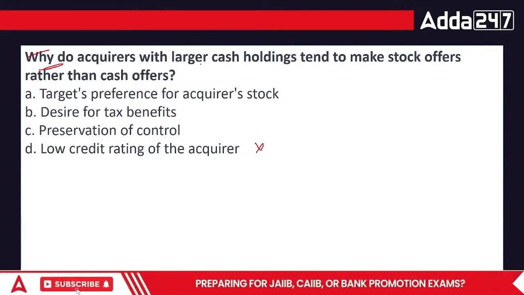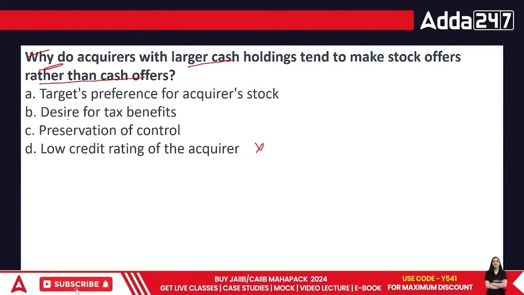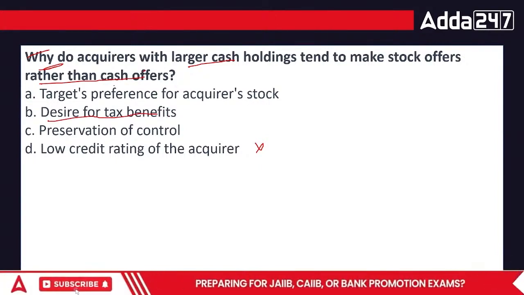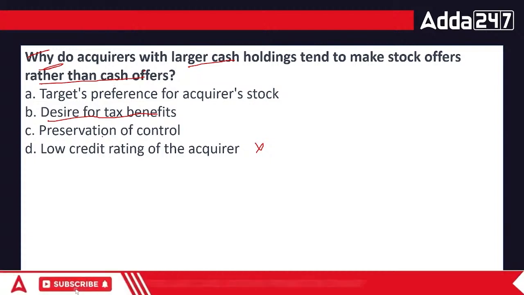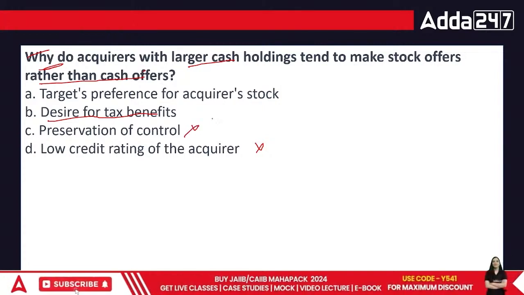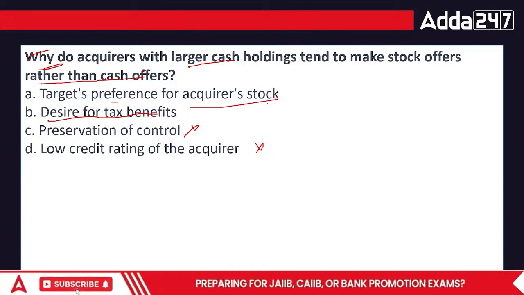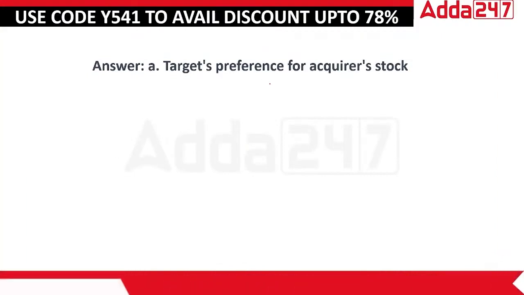Why do acquirers with large cash holdings tend to make stock offers rather than cash offers? Desire for tax benefits? Not really. Well, this is a part of it, because when you are giving shares instead of cash, in terms of amalgamation, yes, there is no taxation. Preservation of control, it doesn't really matter, because if you're giving shares to someone, then your control is gone. So eliminating this part as well. Target preference of the acquirer stock. So that means I had an eye on your shares, and I'm like, okay, if I'm getting a chance, I will buy your shares. That's the point. Target preference for acquirer's stock, everyone.